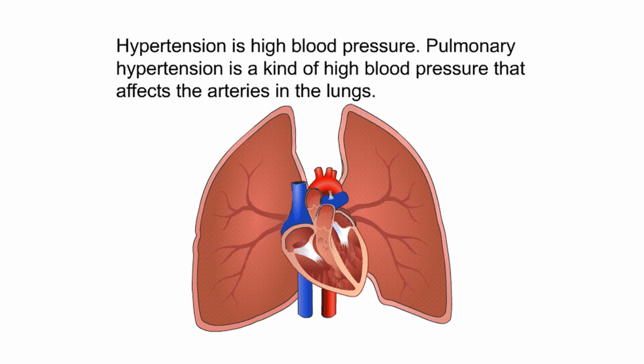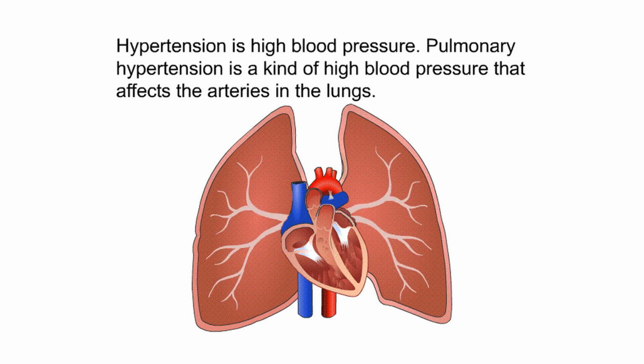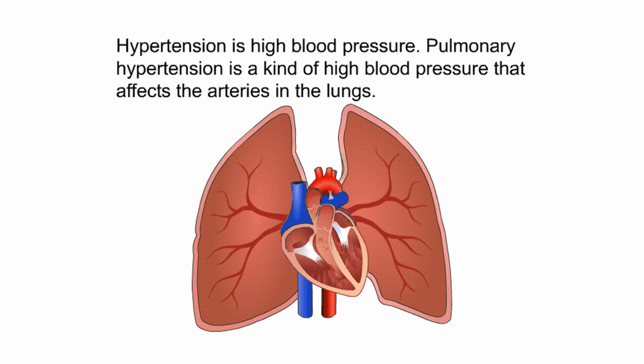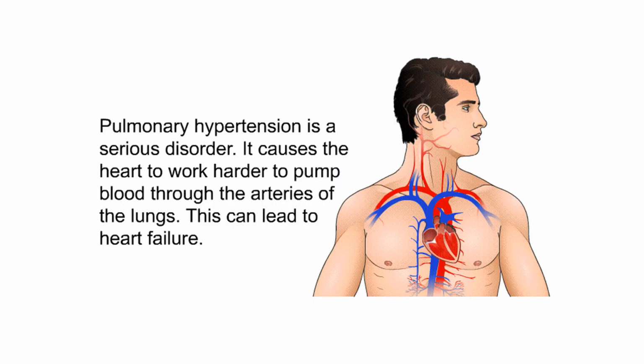Summary. Hypertension is high blood pressure. Pulmonary hypertension is a kind of high blood pressure that affects the arteries and the lungs. Pulmonary hypertension is a serious disorder. It causes the heart to work harder to pump blood through the arteries of the lungs. This can lead to heart failure.